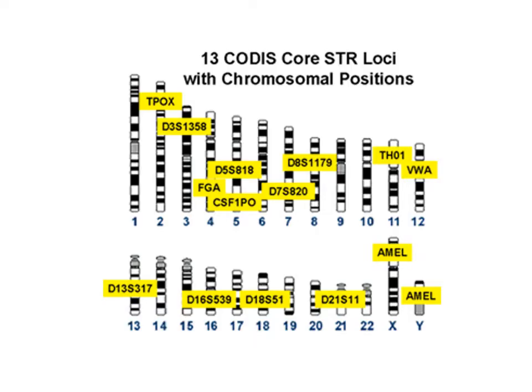So here are the original 13 CODIS core STR loci, which are used by the FBI. They're shown represented on what chromosomes they come from or where they are. They're given sort of odd-sounding names, like D3S1358. Don't be intimidated by the name. It's just a way to talk about that particular location on that particular chromosome and the particular sequence that we're going to be trying to amplify. But the important point is they're spread all the way around the genome, and they're very well characterized.